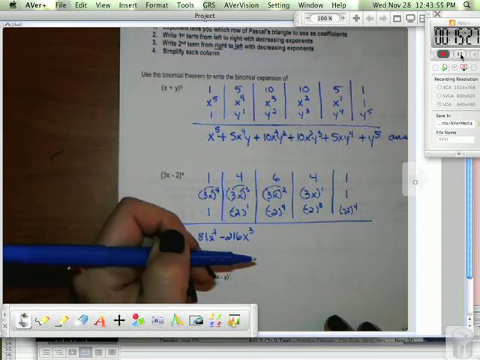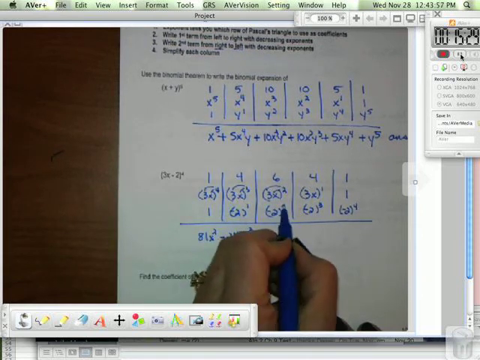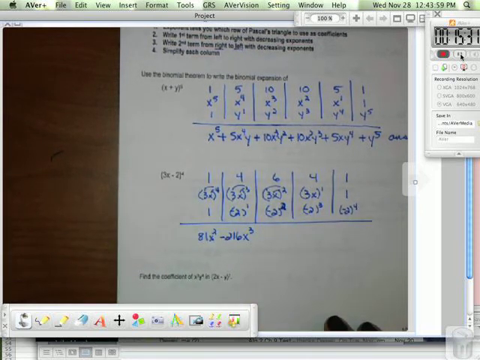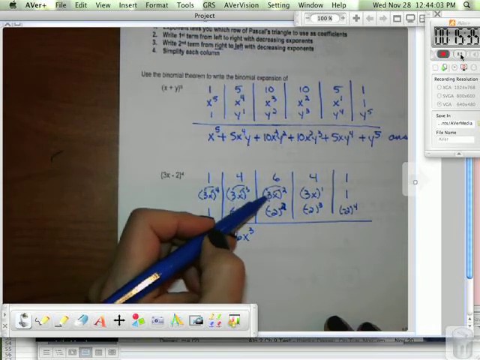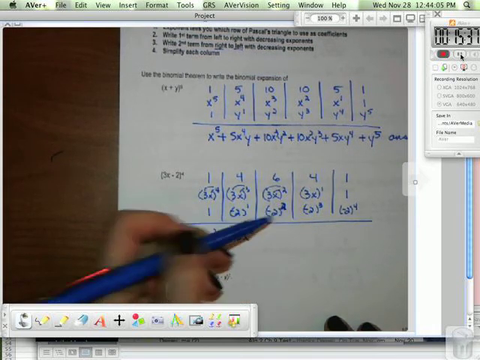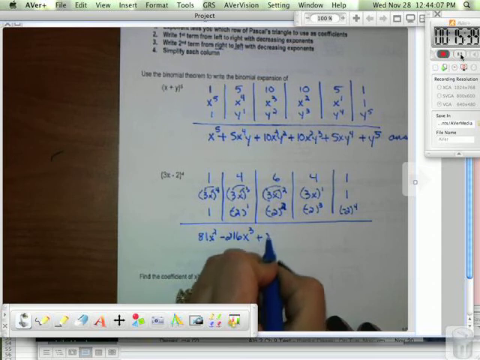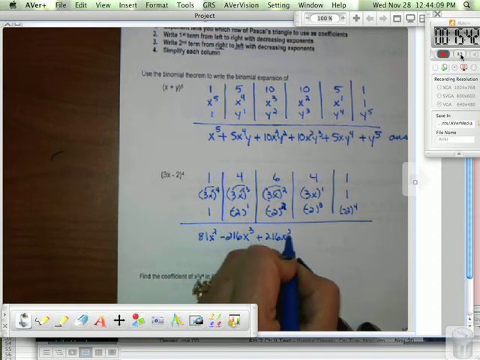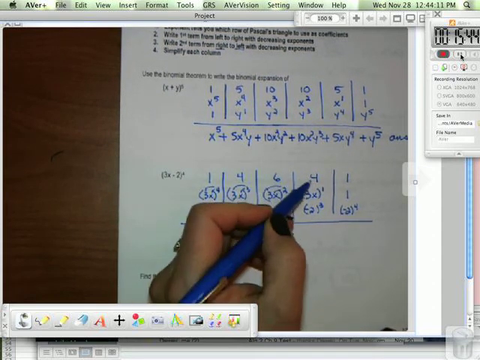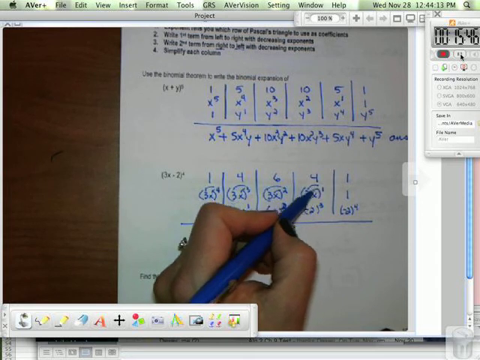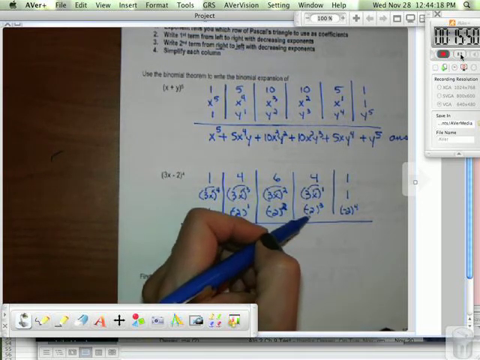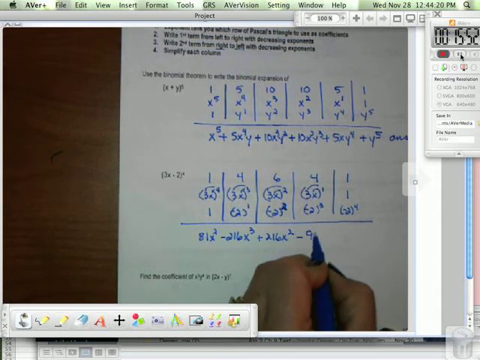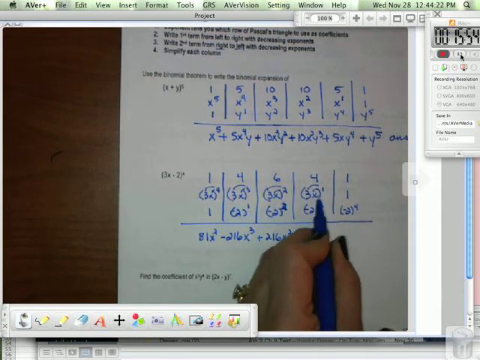I'm sorry, this is supposed to be a 2. Did you catch me on that? So here we have 6 times 9 times 4, which is going to be a positive 216x squared. Here we have, distributing this exponent, we have 4 times 3 times negative 8, which is going to be a negative 96, and it's x to the 1.